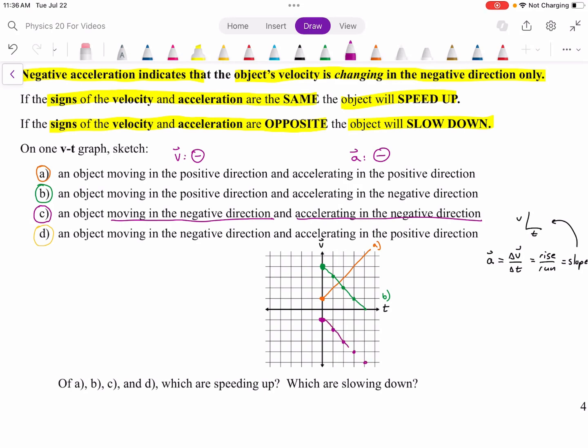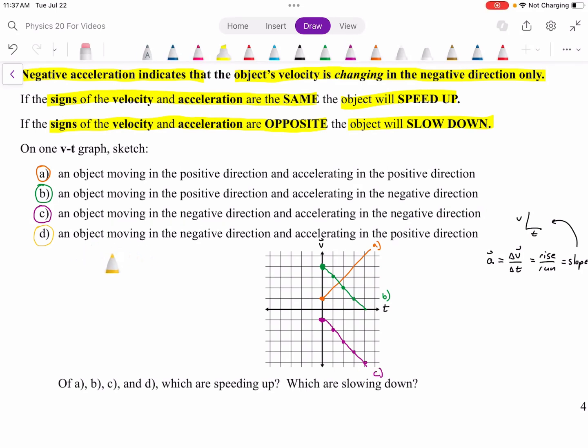Is this object, based on the graph, getting faster or slower? It's getting faster, right? The velocity is moving away from zero. It's just doing it in the negative direction. So it is getting faster and faster. It's just doing so in the negative direction, okay?